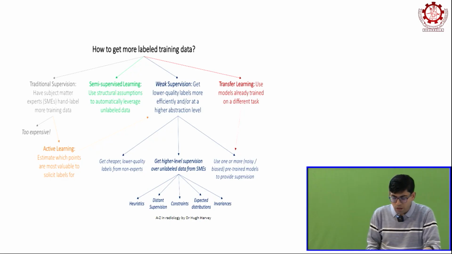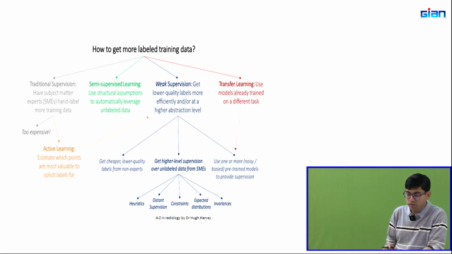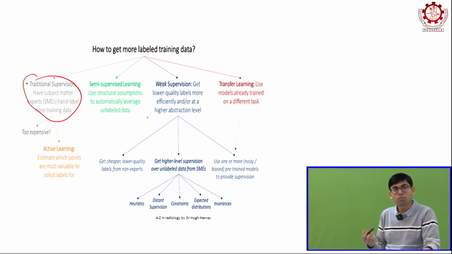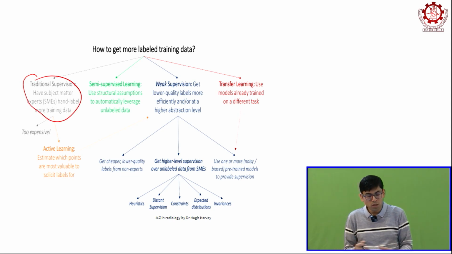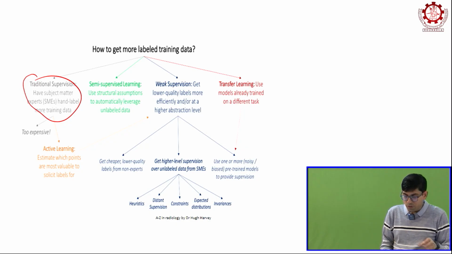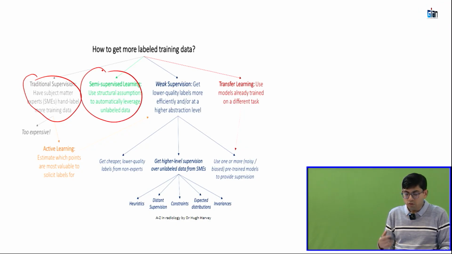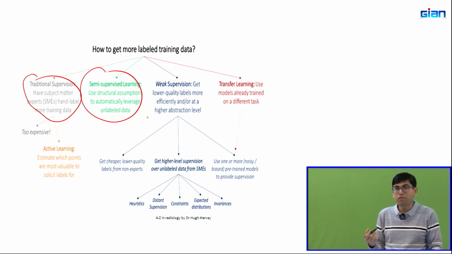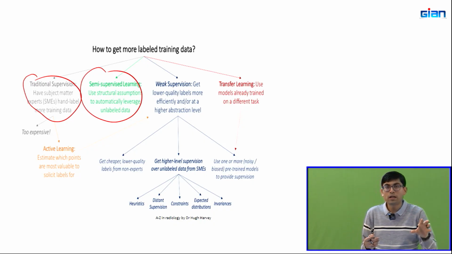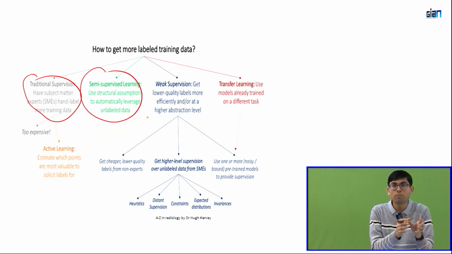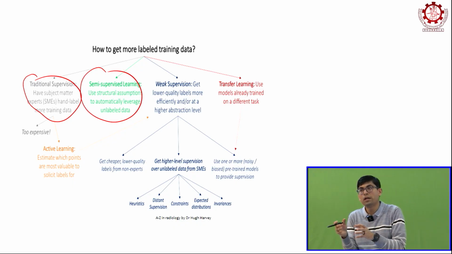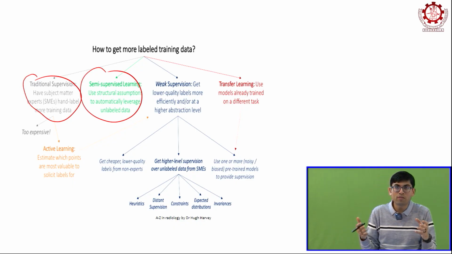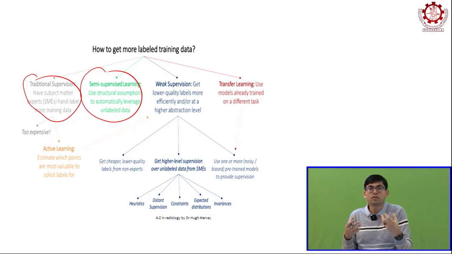I'll cover a little bit about how to get more labeled data. Obviously, it's not possible to get infinite labeled data. It's very expensive, like we saw. So one way is traditional supervision. You have your experts annotate as much data as possible. The second is semi-supervised learning. You use some structural assumption to automatically leverage unlabeled data. For some of your data points you have labels, and for some you do not. If you have partially labeled data, that's semi-supervised learning.